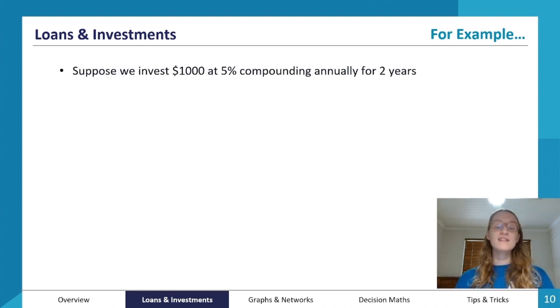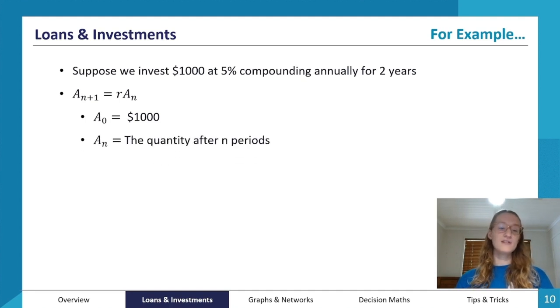So let's say we invested $1,000, which should be our starting value, at 5% per annum, compounding annually for 2 years. So we'll start filling in and labeling our variables to work out what we know and how we can get our answer. So A0, our starting point, like I said, is $1,000. And AN is the quantity after N periods, which in this case is our unknown. So AN is the variable that we're trying to find.